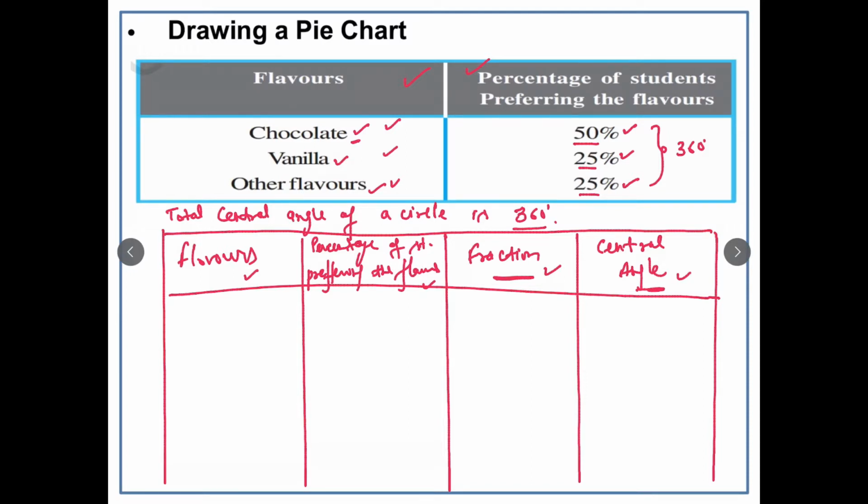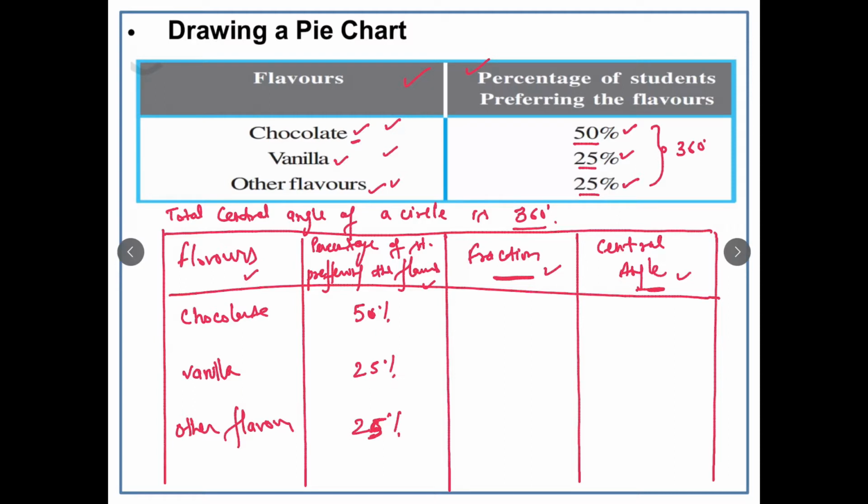Okay, let's try to write the category first. First we have chocolate, and its percentage is 50%. Then we have vanilla, which is 25%, and the remaining other flavor is also 25%. Okay, now we have to find the fraction.